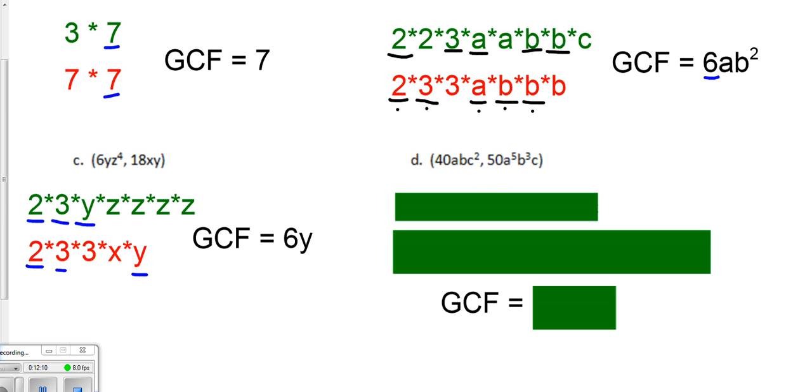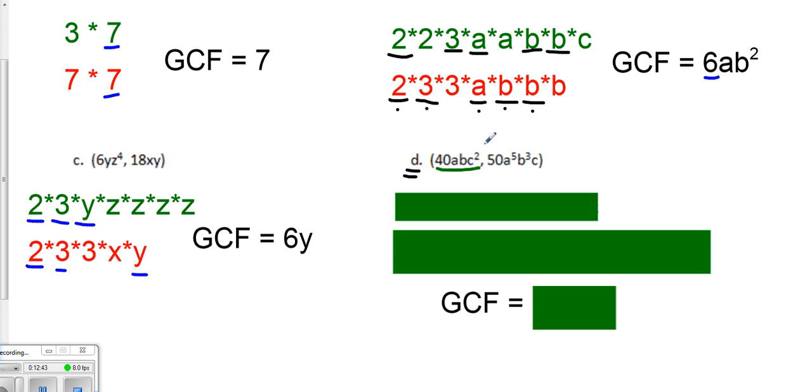For the last example, D, I want you to try this one on your own. See if you can find the greatest common factor of 40abc squared and the monomial 50a to the 5th, b to the 3rd, c. Try it on your own. Pause the video, then hit play again and check with my answer. See if you get it correct. All right, by now, hopefully you have tried this on your own. We're going to see how well you did.